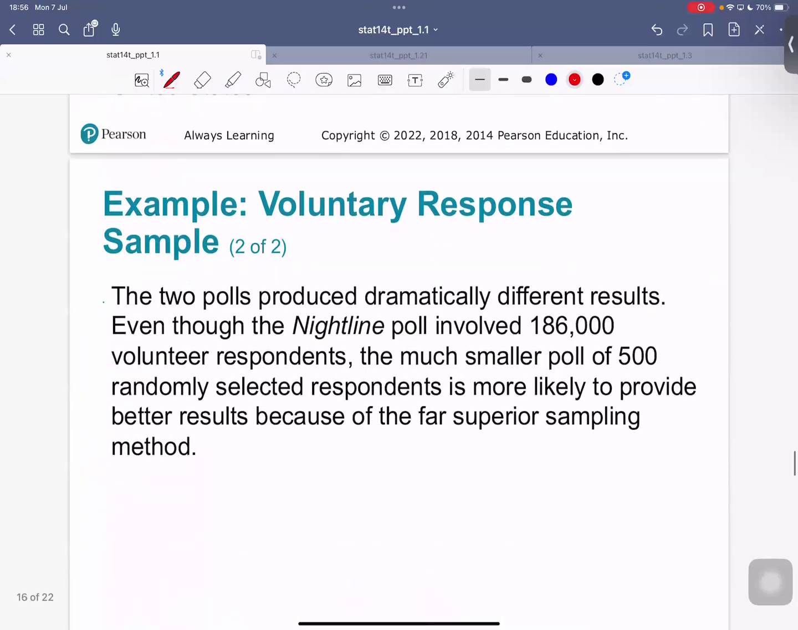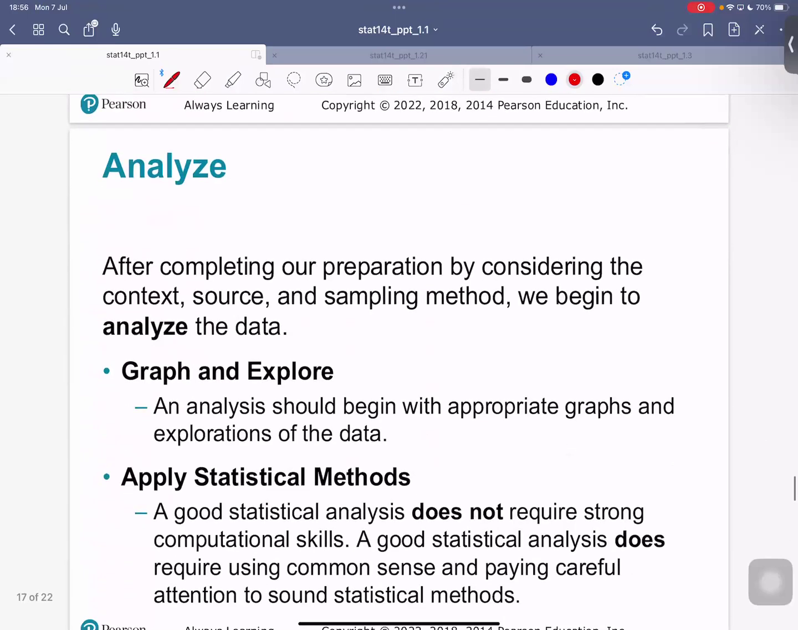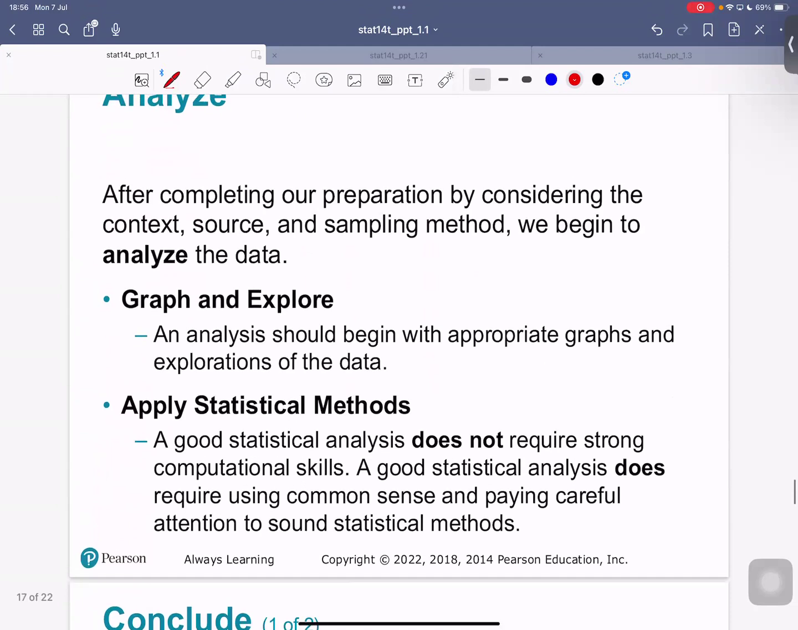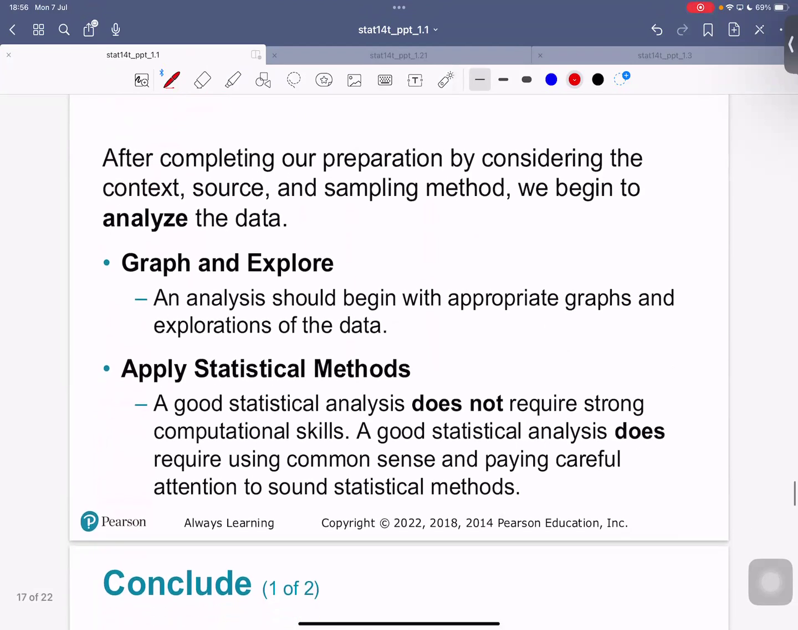Okay, so the next one, analyze. After completing our preparation by considering the context, source and sampling method, we begin to analyze the data, right? We are collecting data already, now analyzing it. How do we analyze the data? We need to graph and explore. And then after that, we need to apply the statistical methods to derive the conclusion.